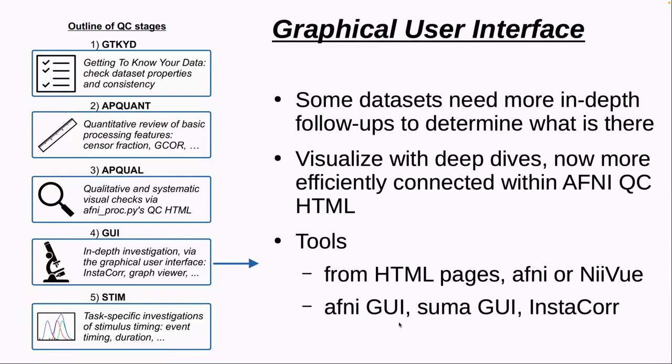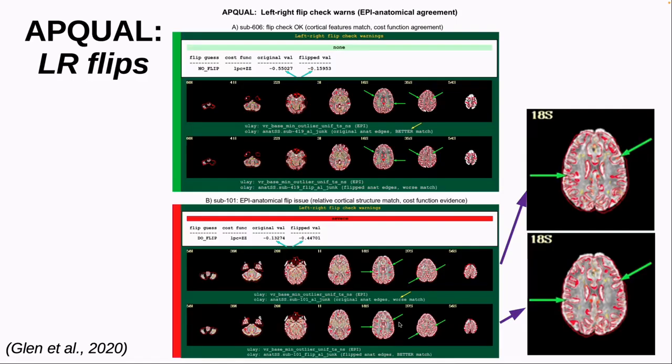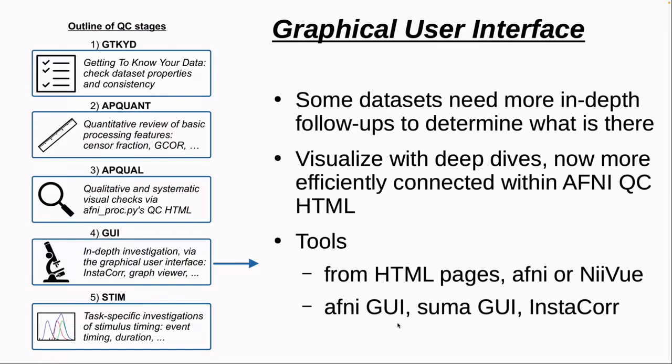So for those data sets that we've marked as uncertain, we can go and look at them in more detail with the GUI. And so that's what we recommend doing: looking at data sets as deeply as you can to see if they have any artifacts.